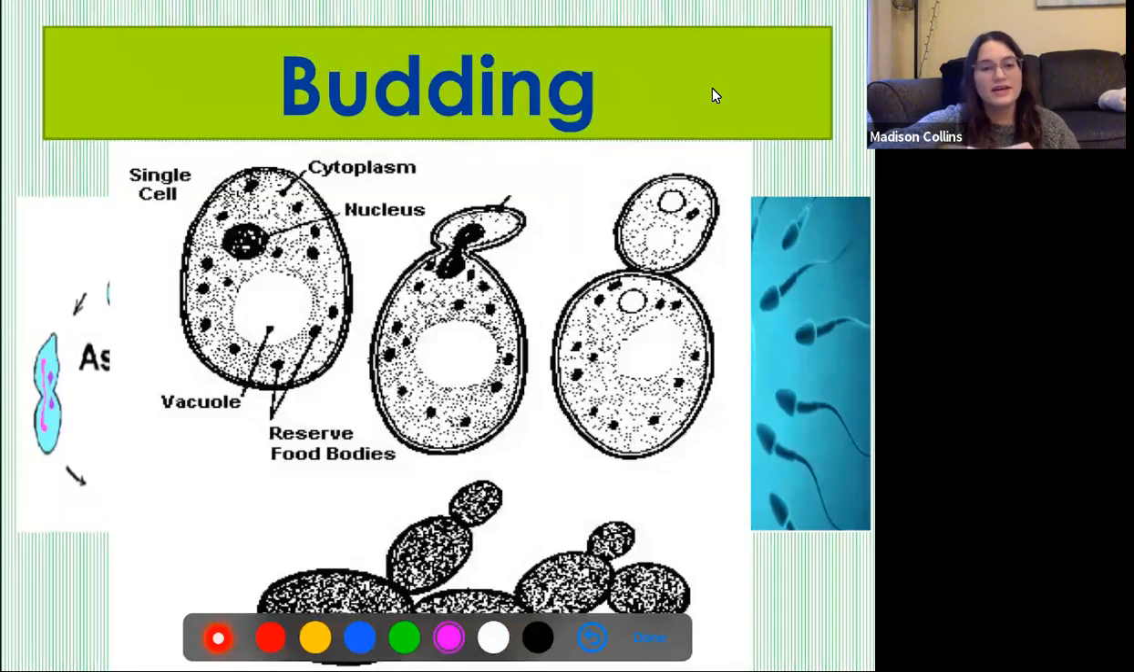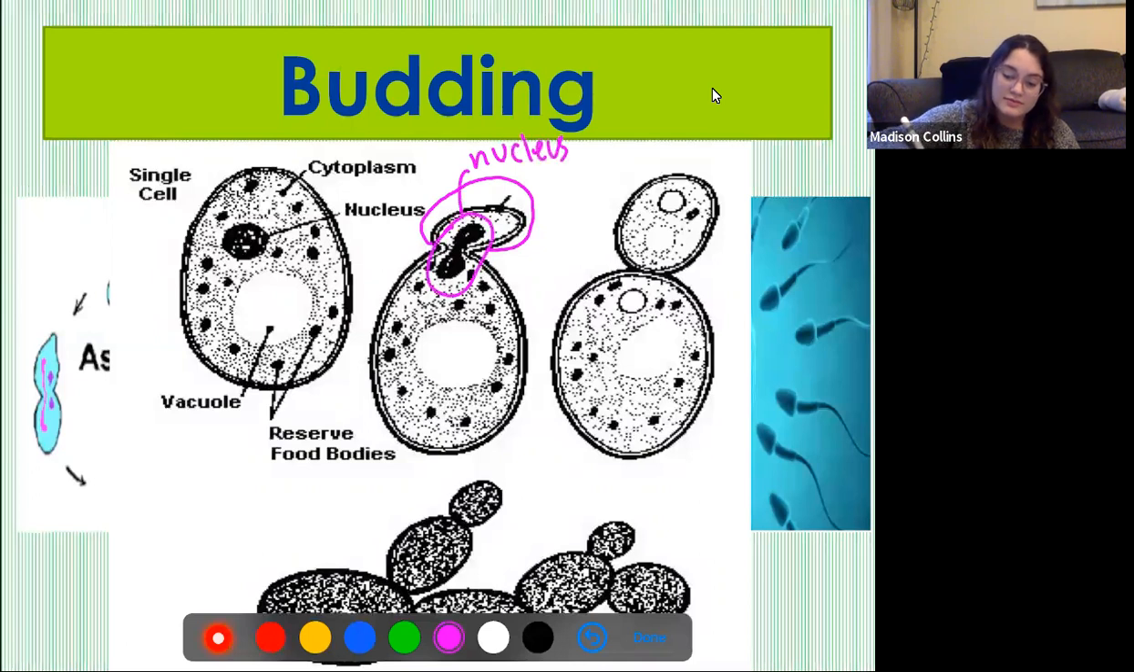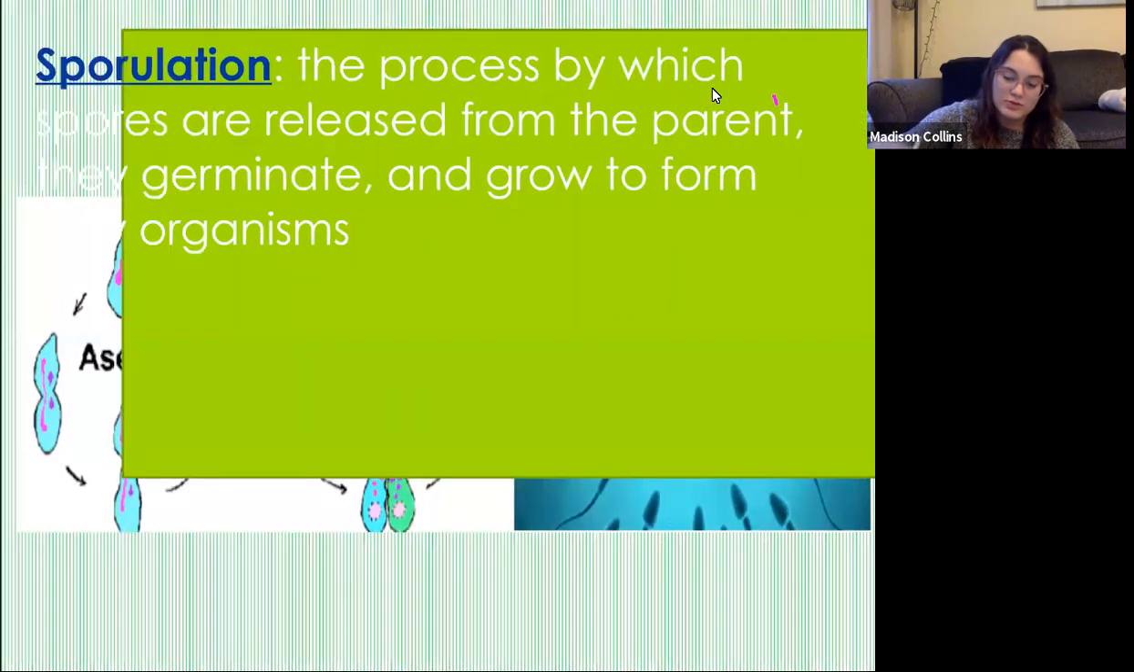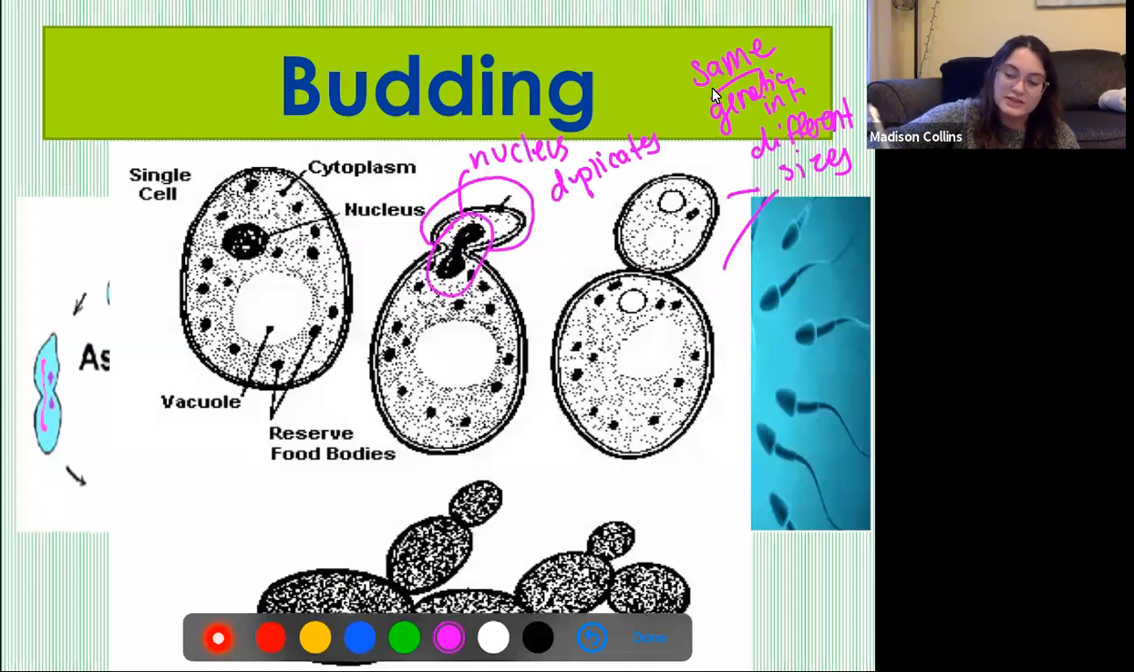Here's another picture of what that looks like. This one cell is going to form this bud, which eventually pinches off and forms a new cell. But they're unequal sizes. They're not the same size. But one similarity we do see with binary fission and budding is that, again, the nucleus has to duplicate. So both of these cells, even though they're different sizes, have the same genetic information. So they are still genetically identical, even though their size is a little bit different.